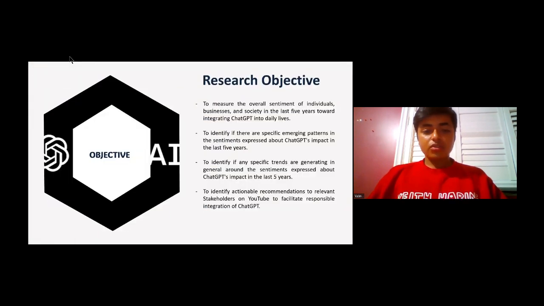And moving on to the next one, to identify if any specific trends are generating around the sentiments expressed about ChatGPT's impact in the last 5 years. In this objective, we try to identify the trends that have been emerging over the last 5 years around ChatGPT and AI language models.